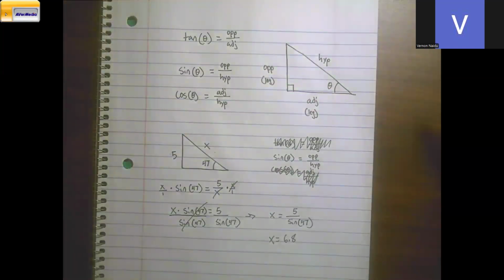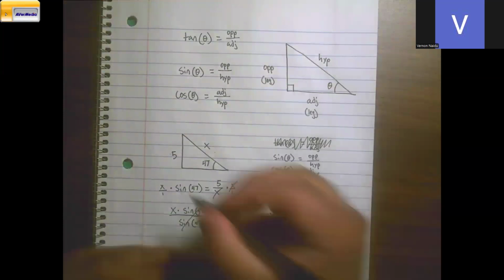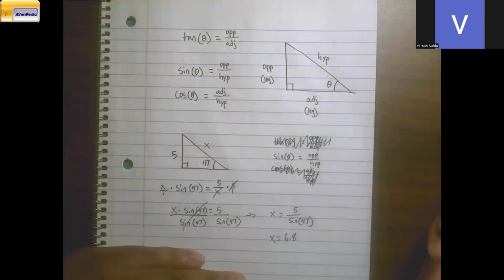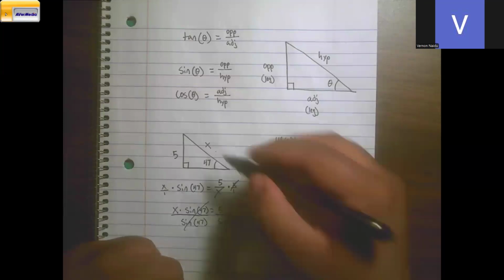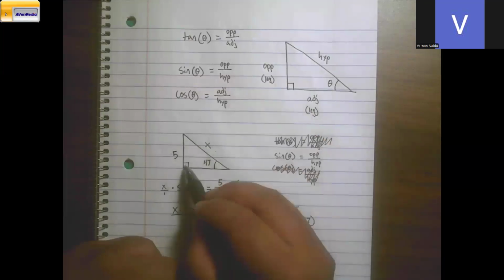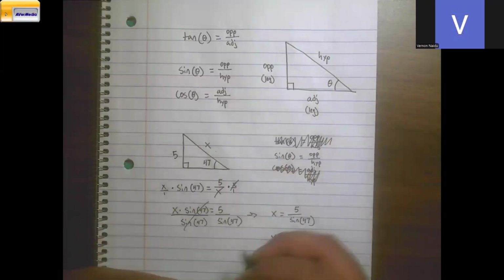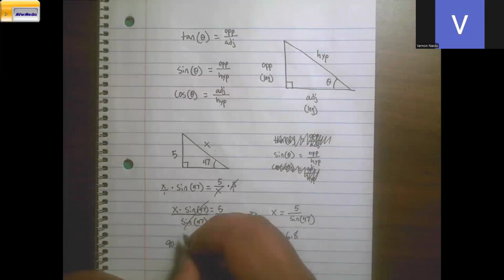Now, because we're only given this information, we can still use cosine as a method. What you could do is say that because this is 90 degrees, right? So we have 90 degrees.